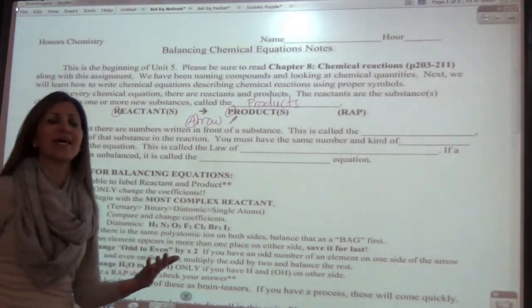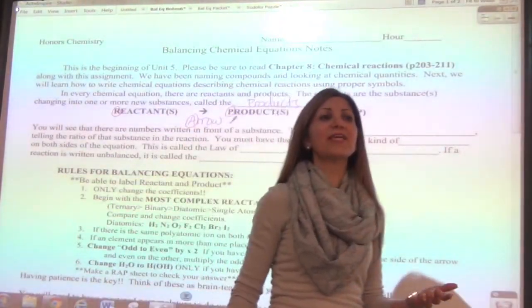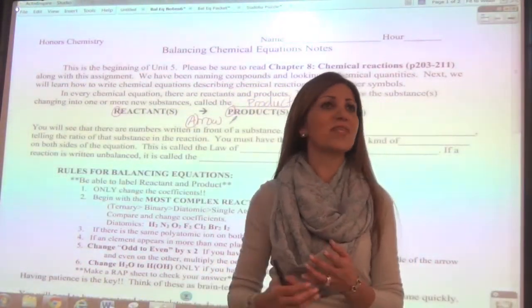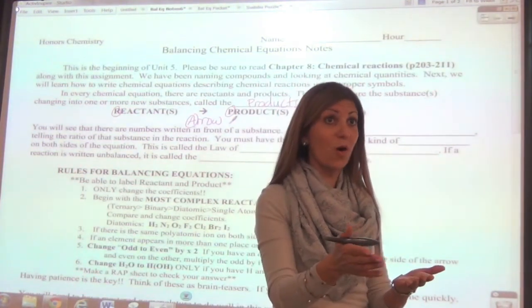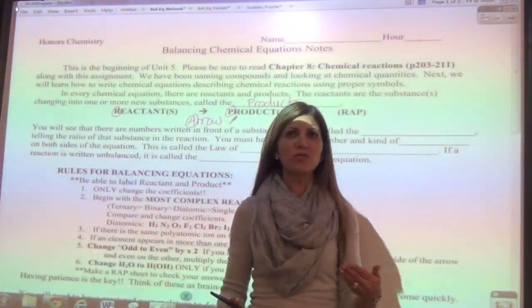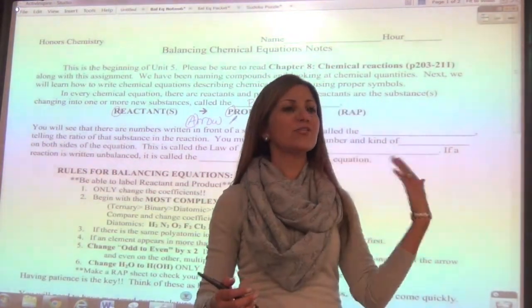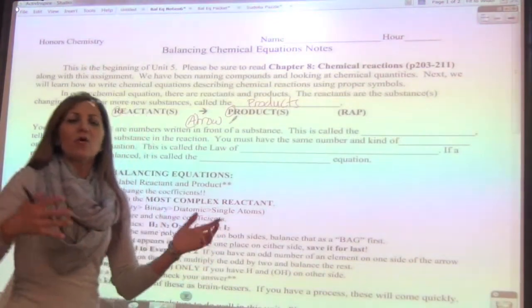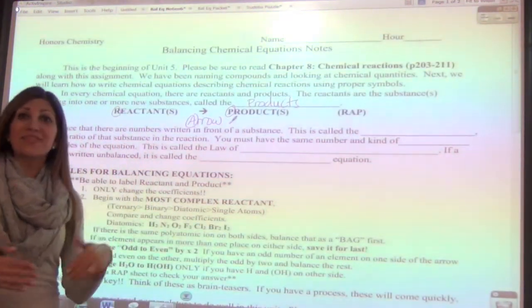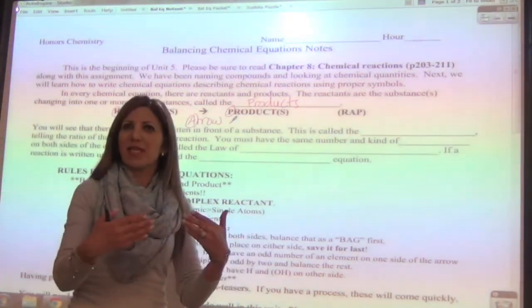Okay, now the arrow takes on different words. Anybody want to guess at some of the words that they use instead of using the arrow? Yield. Yields is one. They'll say to produce. They will say decomposes into. They will say creates, something like that, or is synthesized to form.